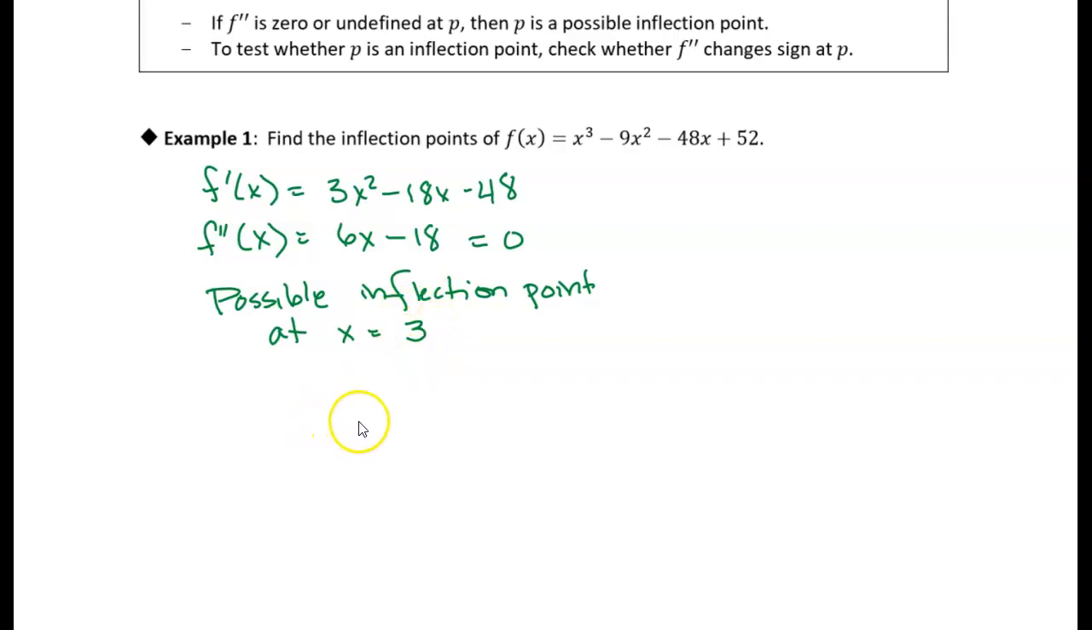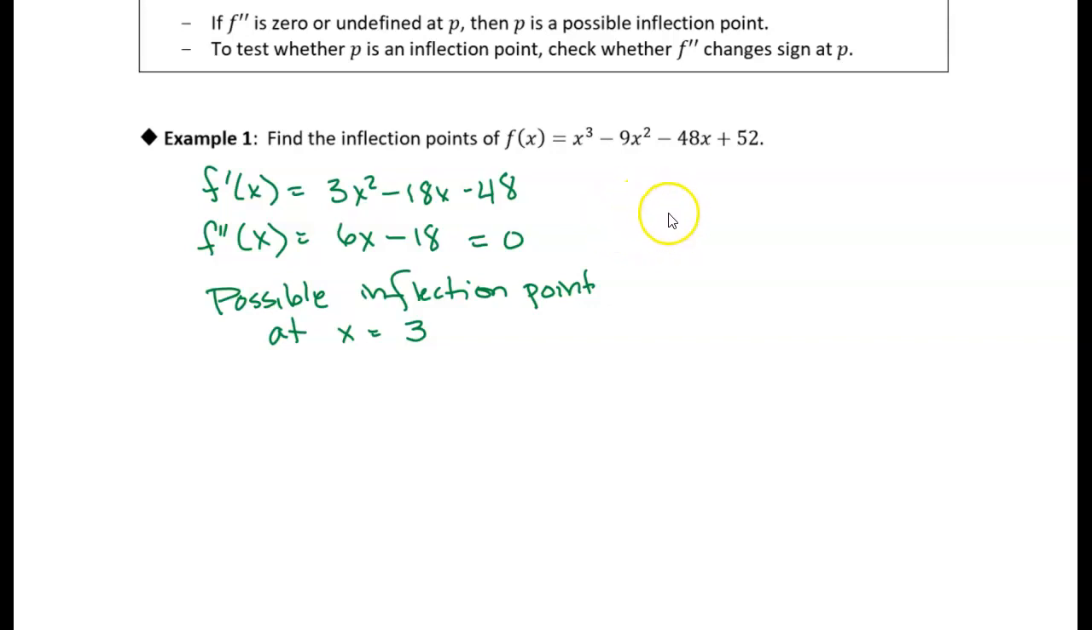Okay, so that's a point where the second derivative is 0. But we don't know for sure yet whether it's an inflection point until we test it. And how do we test it? We can just test the second derivative on either side, just like we did in the last lecture on critical points, to find out whether a critical point was a local maximum or minimum. We could just test points on either side. So in this case, we're testing to see if there's a change in concavity, right? That's how we defined an inflection point. It's just a change in concavity.